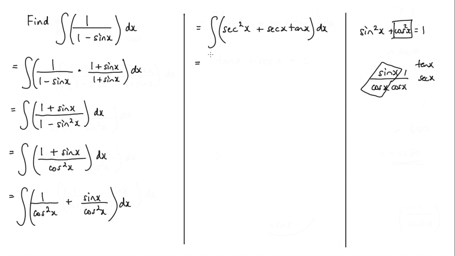Now the integral of sec squared x is tan x. If you recall, if you differentiate tan x, you get sec squared x. And the integral of sec x tan x, well, that is sec x. And obviously I just need to add on my constant of integration.